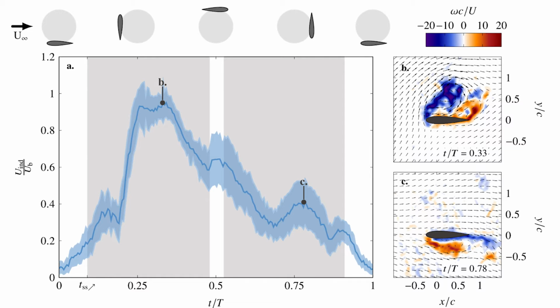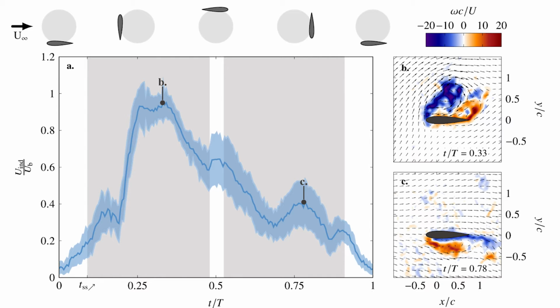The induced velocity is below 20% of the blade velocity before the blade exceeds its static stall angle. The formation of a large-scale dynamic stall vortex leads to a dramatic increase in the induced velocity, reaching 90% of the blade's velocity around 0.3 periods.